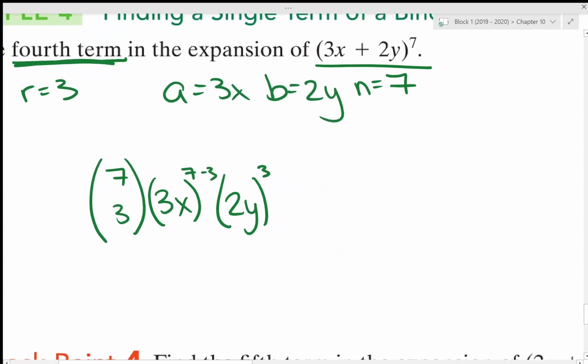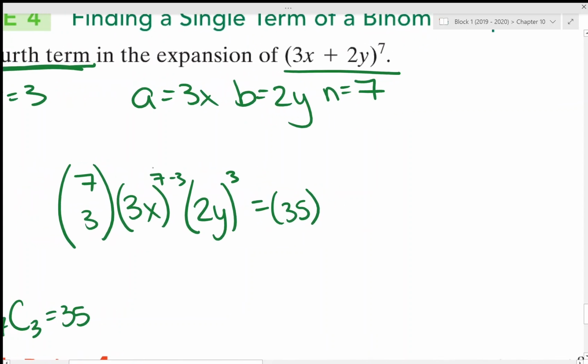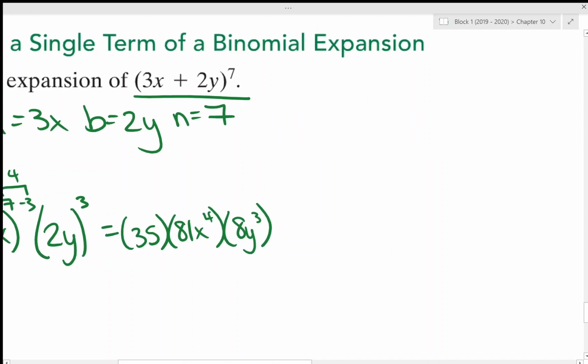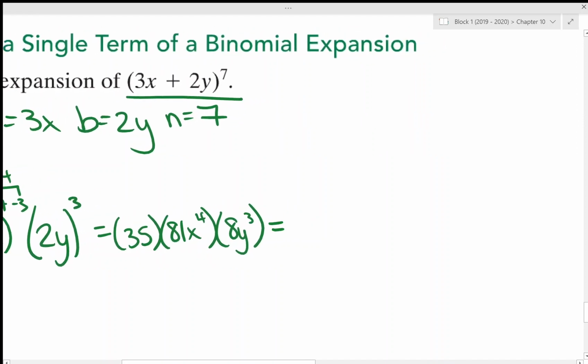So 7 above 3, you may want to do that in your calculator, 7c3. All right, you will get 35. So it's going to be 35 times, now 7 minus 3 is 4. So 3 to the fourth is 81, and x to the fourth we just leave as x to the fourth. 2y to the third is going to be 8y to the third. So now what we're going to do is multiply all this together to have our fourth term.